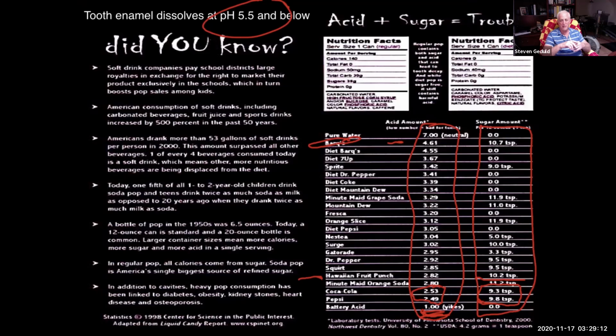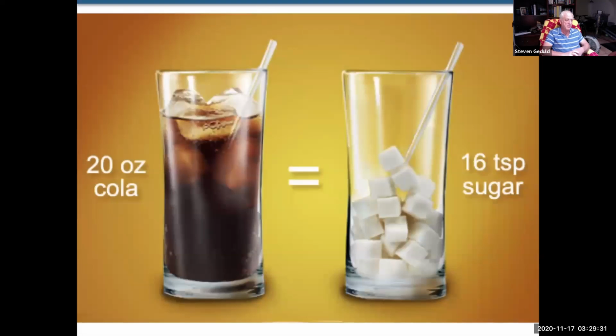Okay? Some are amazing. Look at orange slice. Almost 12 teaspoons of sugar and a pH of 3. Okay, those are close to battery acid. So that's amazing what we put in our bodies. So a 20-ounce Coke has 16 teaspoons of sugar. So 16 sugar cubes. That's a tremendous amount of sugar.